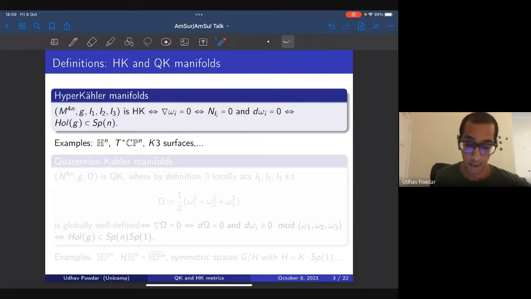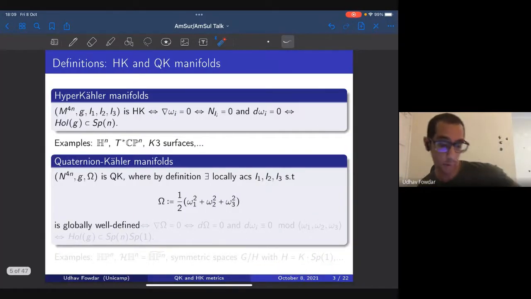If you would like to find compact examples, then you can look at something like K3 surfaces. These are compact Kähler manifolds, which occur in dimension 4 with vanishing first Chern class. And by Yau's proof of the Calabi conjecture, we know that these are Calabi-Yau manifolds, which in dimension 4 means that they are hyperKähler. Okay, so you probably all know that, but maybe not everyone is familiar with Quaternion-Kähler geometry.